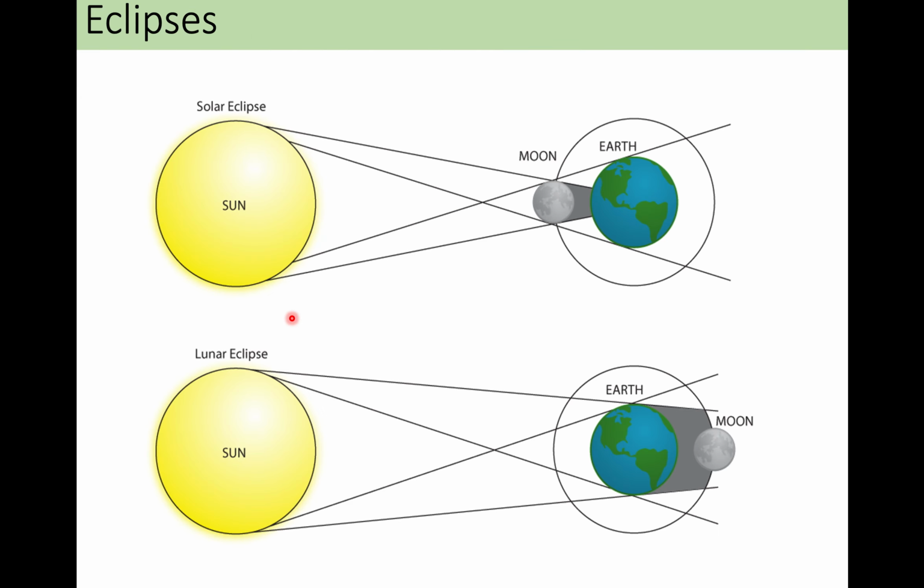So here is my final diagram to show the solar eclipse is when the moon is in between the sun and the earth. So it's blocking the sunlight from the earth. The lunar eclipse is when the earth is in between the sun and the moon, blocking the light that would normally be shining on the moon.